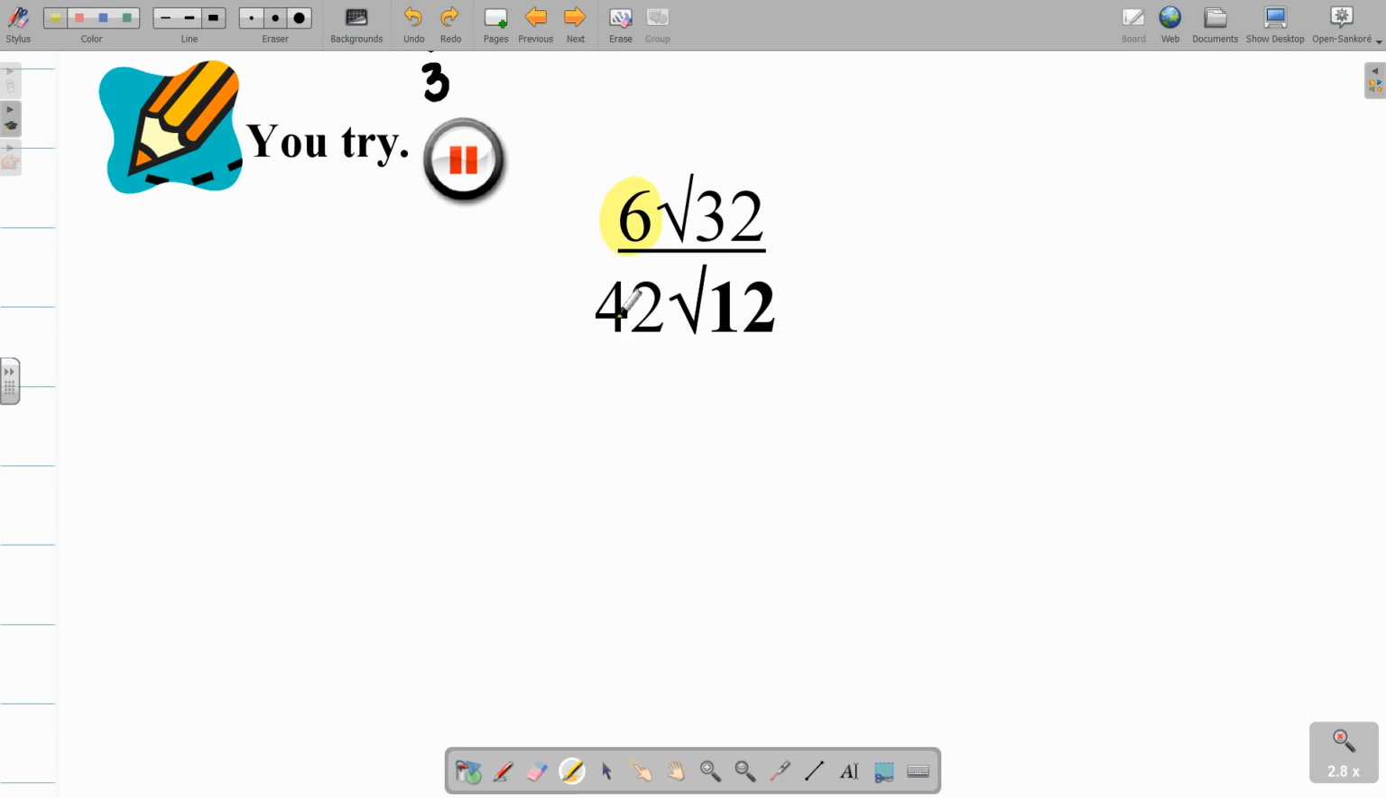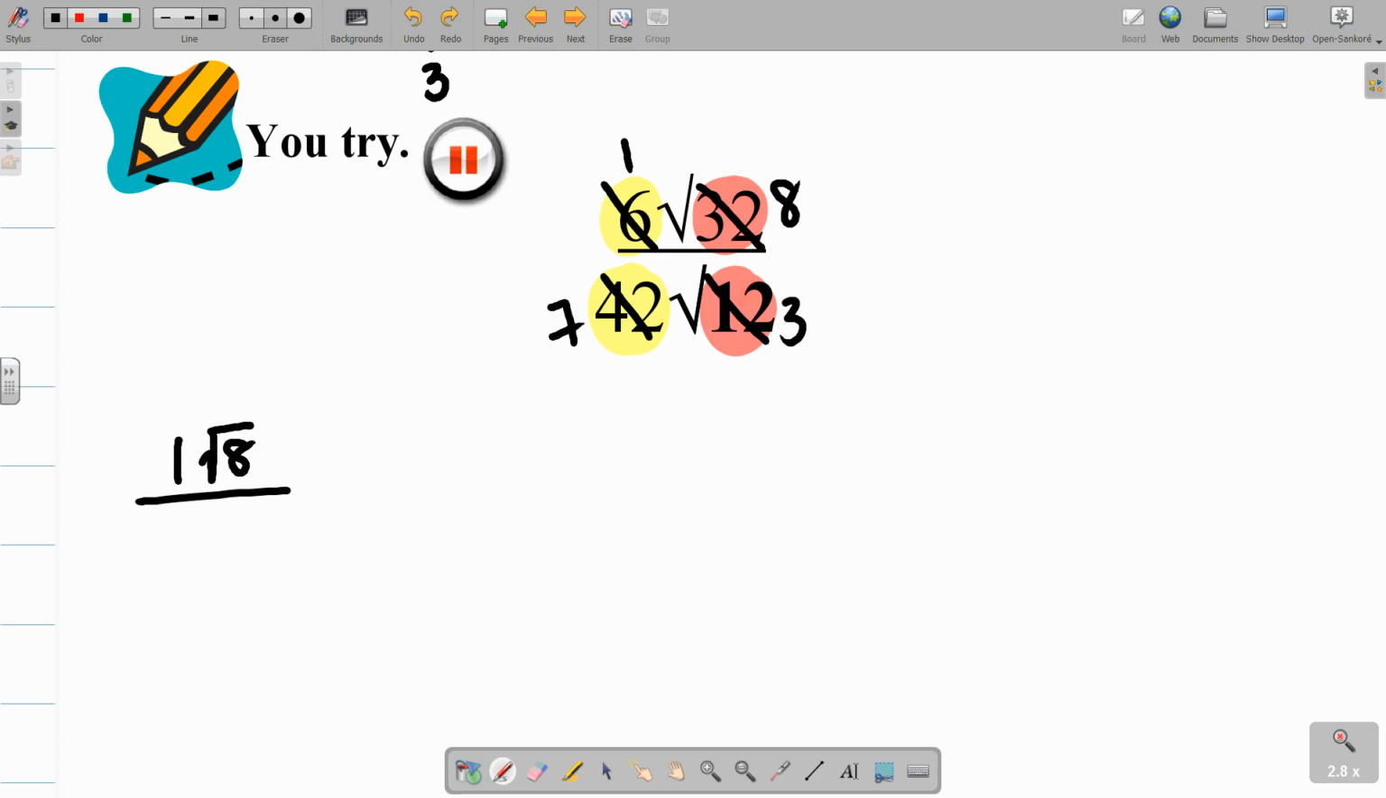Welcome back. Let's see how you did. Our outies first reduced. That's a 1 and a 7. Our innies reduce. Let's see. 4 goes in there 8 times. 4 goes in there 3 times. Let's bring the cleaned up version. 1 root 8 over 7 root 3.